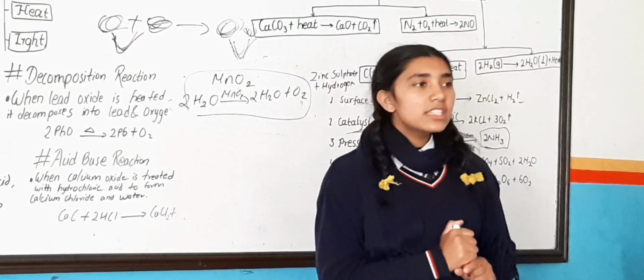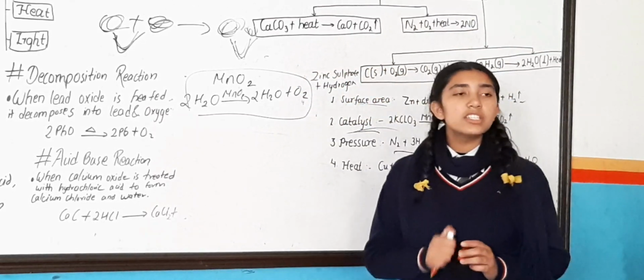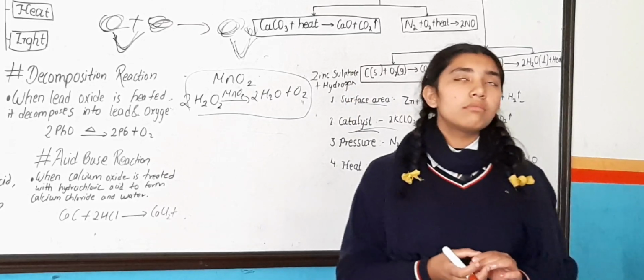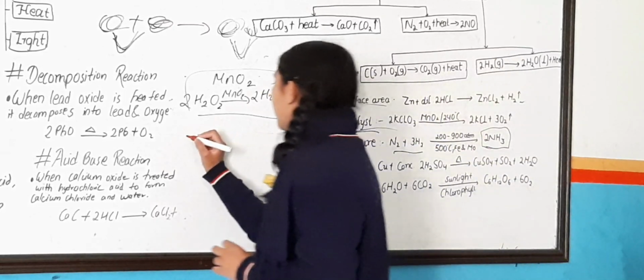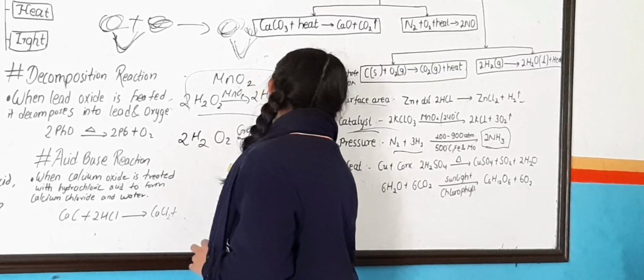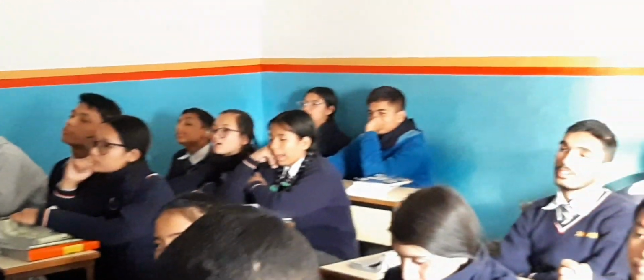And the catalyst which decreases the rate of chemical reaction is called negative catalyst. Glycerin acts as a negative catalyst during the decomposition of hydrogen peroxide into water and oxygen gas. I will write there: 2H2O2, by using glycerin, it becomes 2H2O. This is the chemical reaction in which negative catalyst glycerin is used.